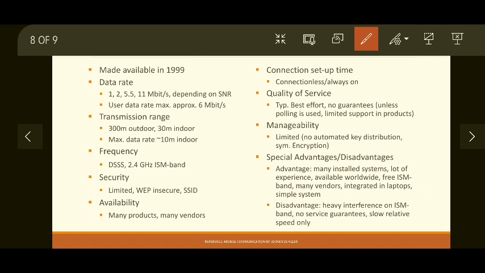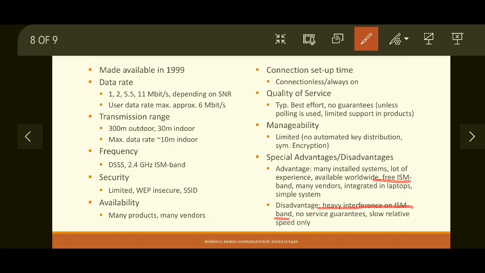There were a few drawbacks also. Since it was using a free ISM band, there are a lot of applications which are using the free ISM band, so heavy interference on the ISM band is observed. So those applications which are not related to WLAN also used to interfere with the WLAN communication.